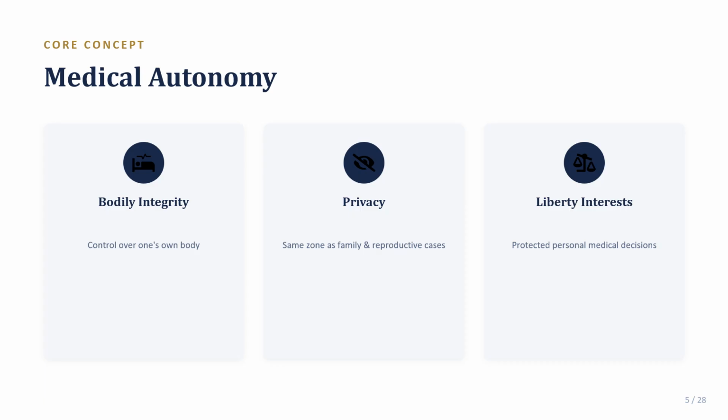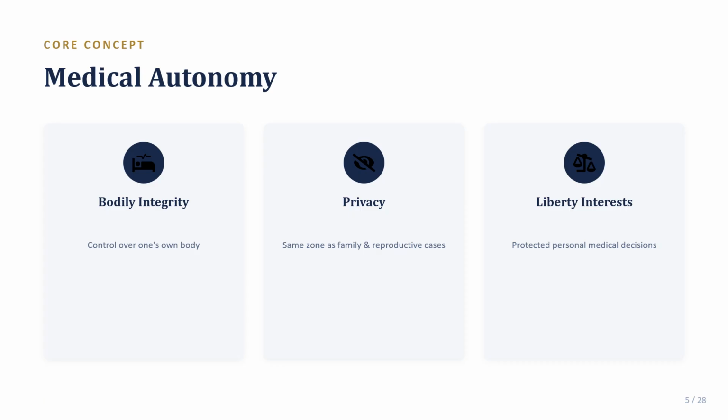Privacy here is the same doctrinal zone that we traced through Meyer and Griswold and Eisenstadt, the same family and reproductive privacy cases. They simply extended to medical decision making more broadly. And liberty interest refers to the broader category of protected personal decision making that the Due Process Clause covers. It's an umbrella term that both privacy and bodily integrity ultimately sit underneath.